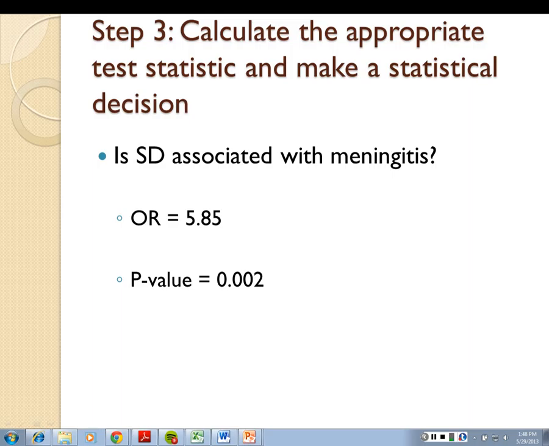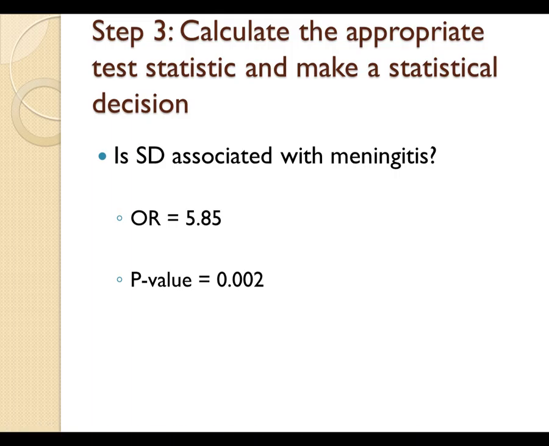So our p-value is 0.002. Since this is less than our stated alpha, we can reject our null hypothesis, our statement of no difference, and conclude that there is a statistically significant association between SD and meningitis. We are saying that we are confident the results are not due to chance alone, and that there is really an association between SD and meningitis in the population.